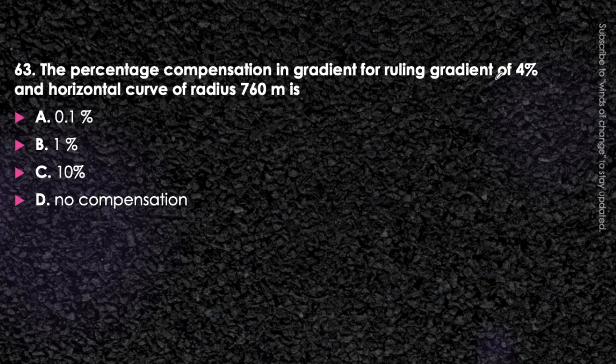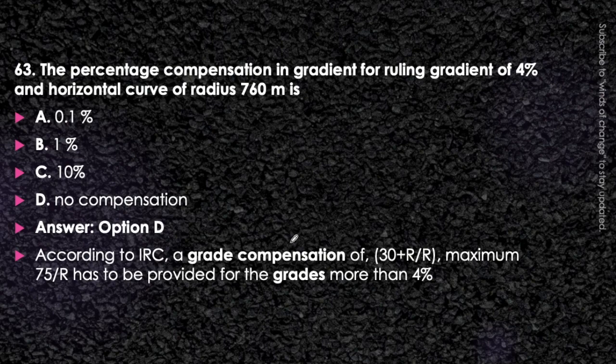Here, a ruling gradient of 4% is provided and the radius of the curve is given. What IRC suggests is that if the ruling gradient is less than or equal to 4%, then we will not provide any grade compensation. We will provide grade compensation only for gradients above 4%. So option D will be the correct answer. According to IRC, a grade compensation of (30 + R)/R or maximum 75/R has to be provided for a grade more than 4%. If it is less than or equal to 4%, there is no grade compensation.